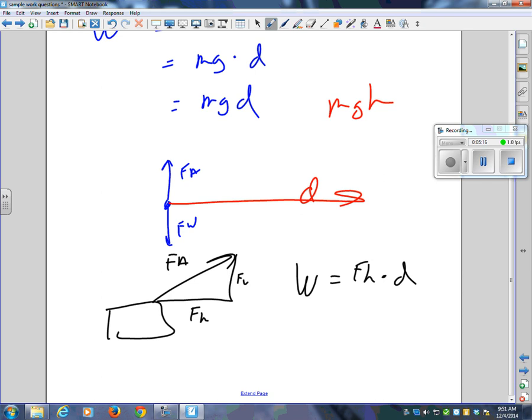Does that make sense? Yeah? It's that horizontal component that pulls it sideways, right? No, Brandy? Don't like it?